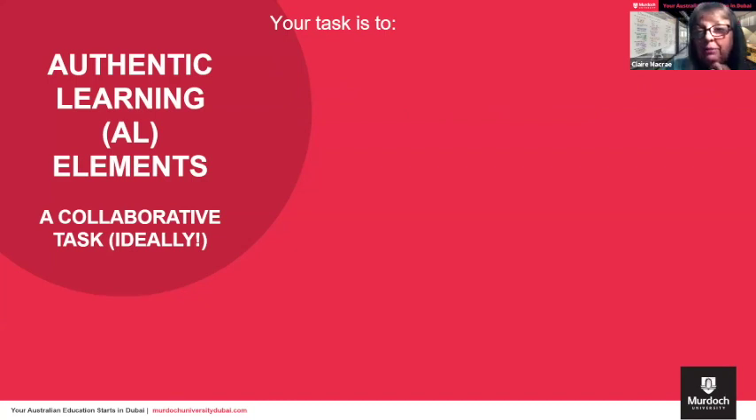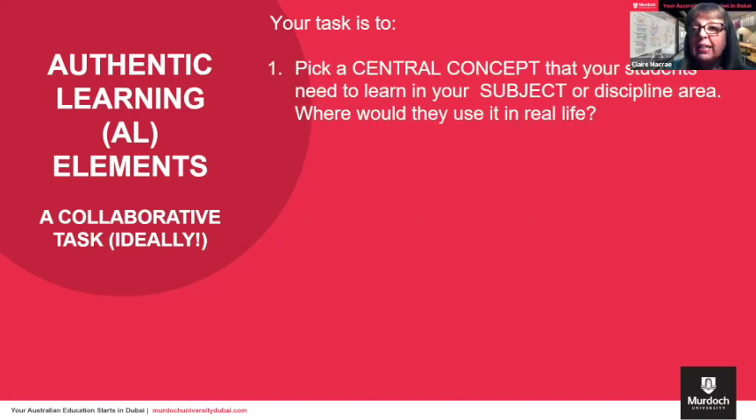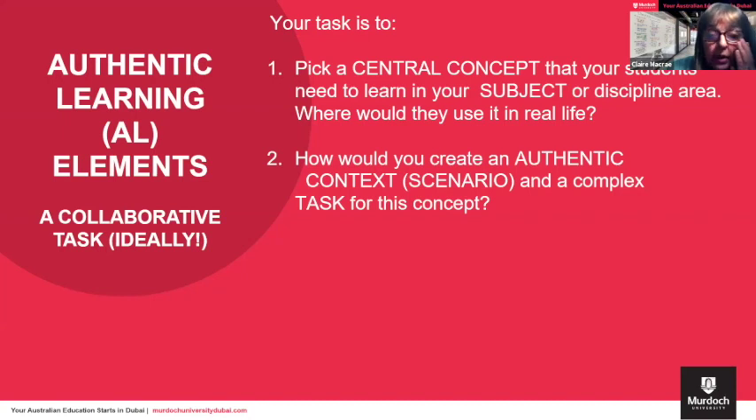So what I want you to do now, I'd like you to think about that idea that I asked you to come up with a little while ago. What is that central concept that your students need to learn in your subject or year group? And where would they use it in real life? So you've got a concept in your mind. Where would students use that in real life? And how could you then create an authentic context? So what scenario, what story, what roles could these students pretend to play? And within what kind of complex task? Okay, so this is what you're going to think about.